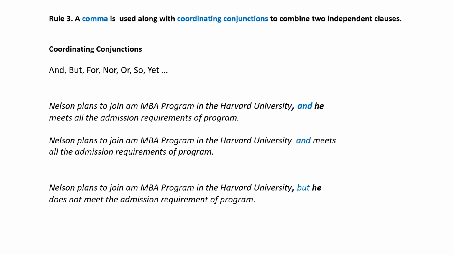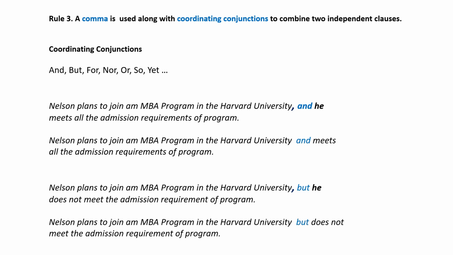First, when combining two independent clauses, if each clause has a subject, then a comma must be placed before the coordinating conjunction, whether it is and, but, for, nor, or, so, or yet. Here you have some more examples.